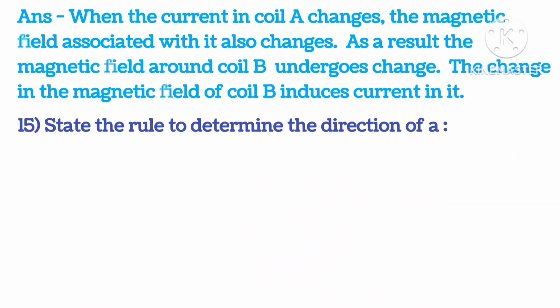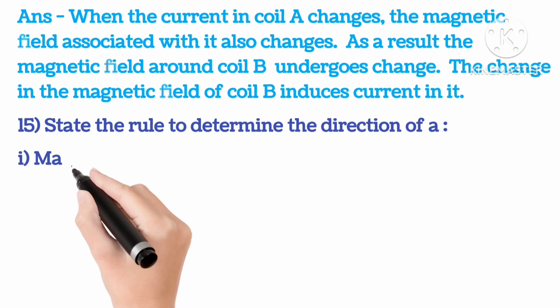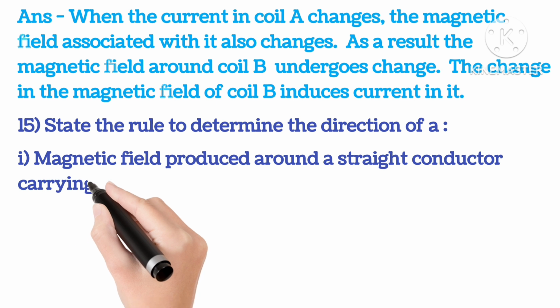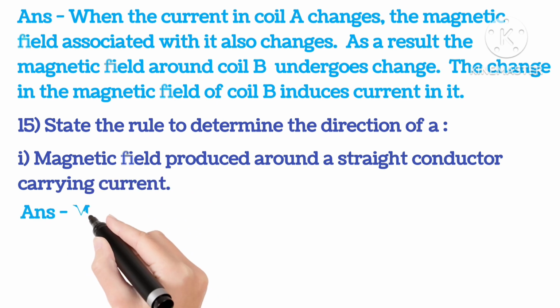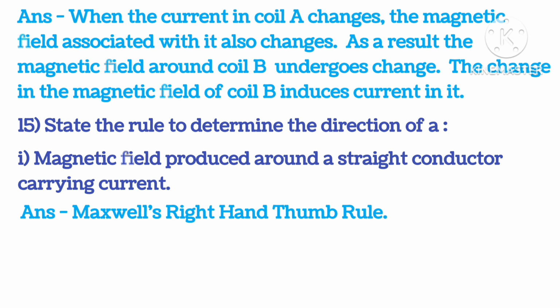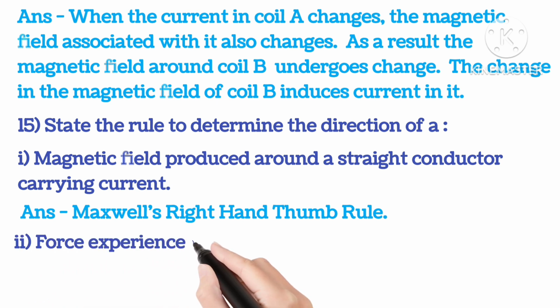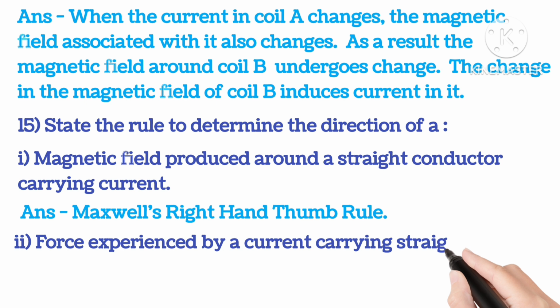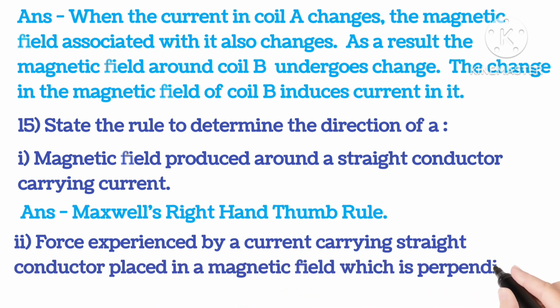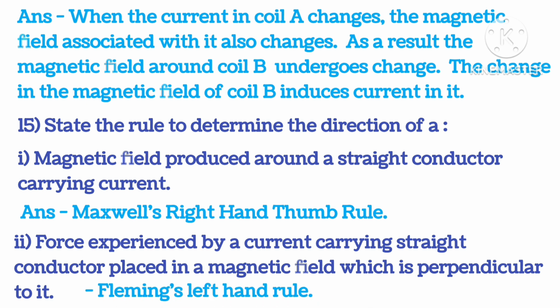State the rules to determine the direction of a magnetic field produced around a straight conductor carrying current. Answer is Maxwell's right-hand thumb rule. Second, force experienced by a current carrying straight conductor placed in the magnetic field which is perpendicular to it? Answer is Fleming's left hand rule.